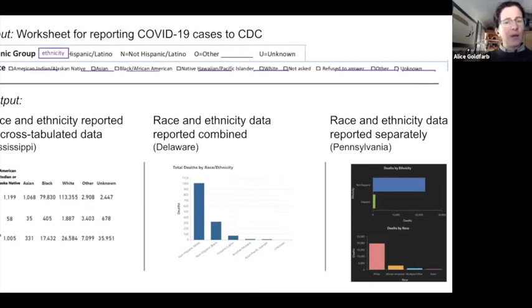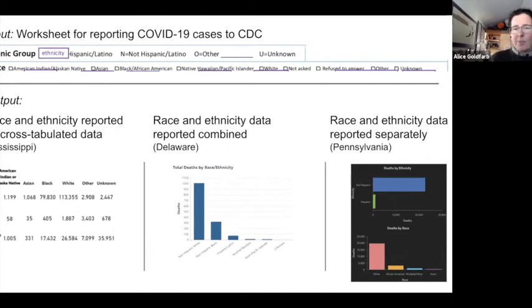Some states, as Delaware does, report everybody who has selected Hispanic or Latino, whatever category name that state uses, as Hispanic or Latino, regardless of the race category they select. So anyone who is white and Hispanic will be put in Hispanic, and anyone who is Black and non-Hispanic will be put in Black. Anyone who has selected Hispanic is in Hispanic for the states that combine race and ethnicity. And these combined race and ethnicity categories are the way that the CDC data is presented.